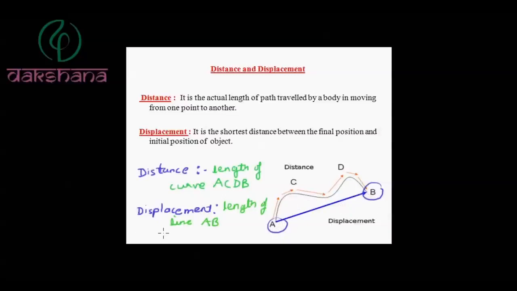So distance is always greater than or equal to displacement. And when can distance be equal to displacement? When the actual path traveled by the body is along a straight line. In that condition, AB will be equal to the distance traveled by the body in moving from point A to B. So let's see some other definitions.